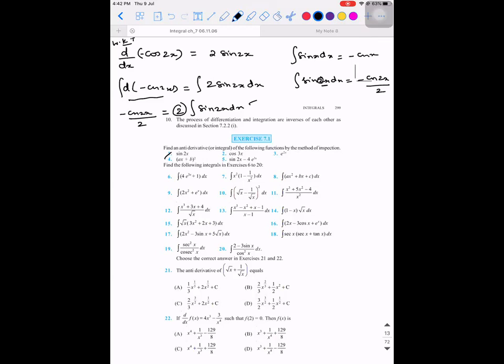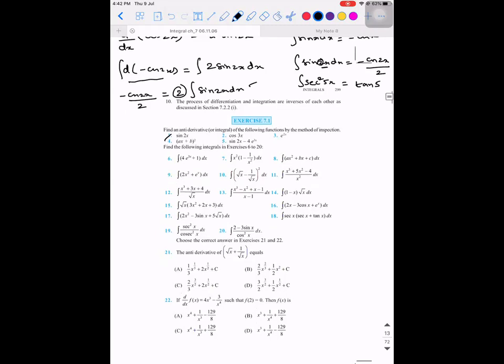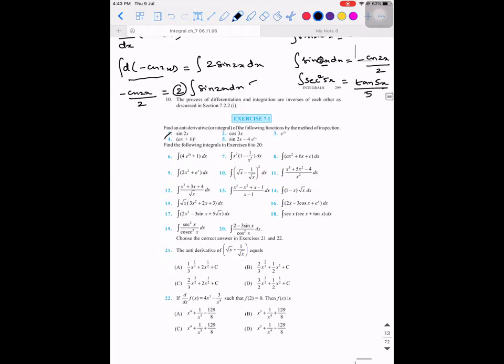If I follow the same pattern, what will be the integral of secant square of 5x? Derivative of which function is secant square? Derivative of tan is secant square. So tan 5x divided by 5. How you are supposed to see it is: derivative of which function is secant square, tan of how much value, 5x. Since x is multiplied with 5, in the case of integration, we divide by 5.